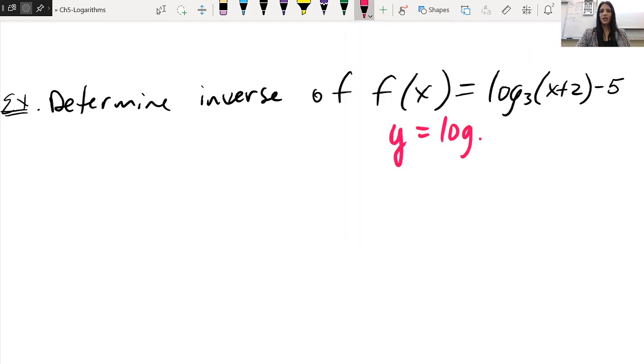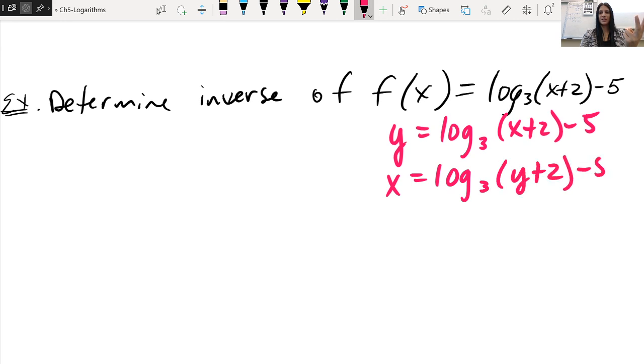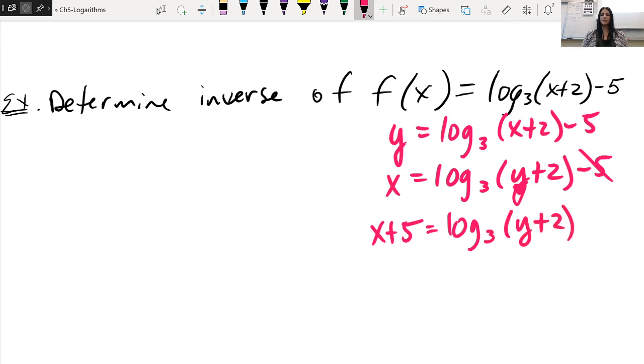Okay, so we'd have y equals log base 3 of x plus 2 minus 5. And then we would swap the x and the y. So x equals log base 3 of y plus 2 minus 5. Our goal now is to try to get this y all by itself. And so we work our way through the algebra. I'm going to add 5, so I'd have x plus 5 to get rid of it here equals log base 3 of y plus 2.